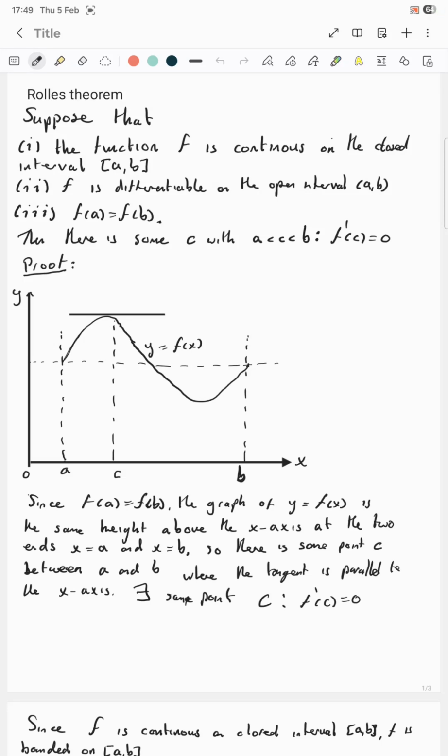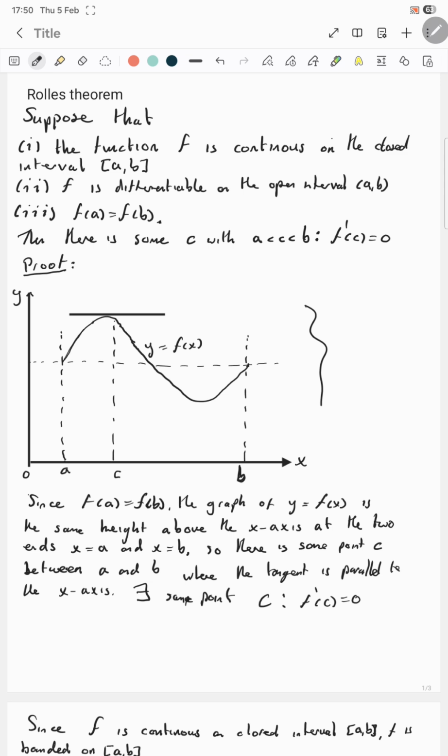This is Rolle's theorem. Suppose that the function f is continuous on a closed interval [a, b], and suppose that f is differentiable on the open interval (a, b), and suppose f(a) equals f(b). Then there is some c such that a is less than c and b is greater than c, where f prime of c, the derivative, equals 0. And we'll give a proof now, and we'll just sketch this to see what I mean.